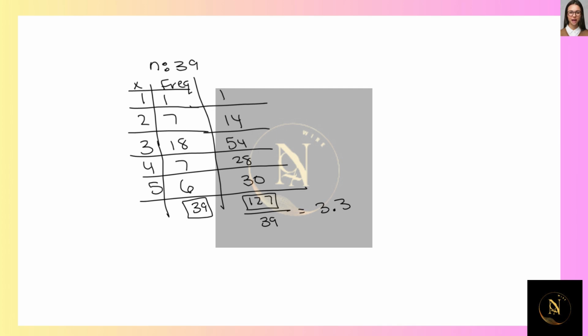And so I'm going to do 1 minus 3.3, square it, and then multiply it by 1, and that's 5.29. 2 minus 3.3, square it, and then multiply it by 7, and that's 11.83. Then 0.3 squared times 18, that's 1.62.